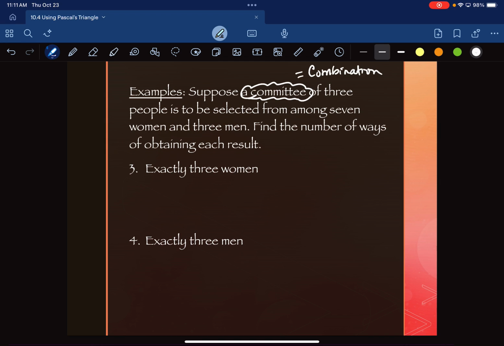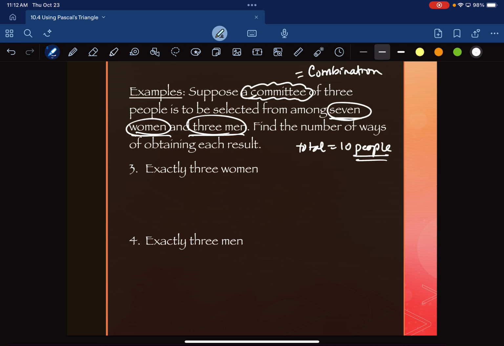Okay, so we're doing a committee. Anytime you see committee, it is also going to be a combination. So we have 3 people. They're going to be selected from among 7 women, that's important, and 3 men. And we're going to find the number of ways of obtaining each result. Okay? So what is the total number of people that we're selecting from? 10. Our total is 10 people. We have 7 of them are women, so that's important, and 3 are men. So we may need to make use of any of those 3 numbers, and we need to be careful that we're using them in the appropriate way.